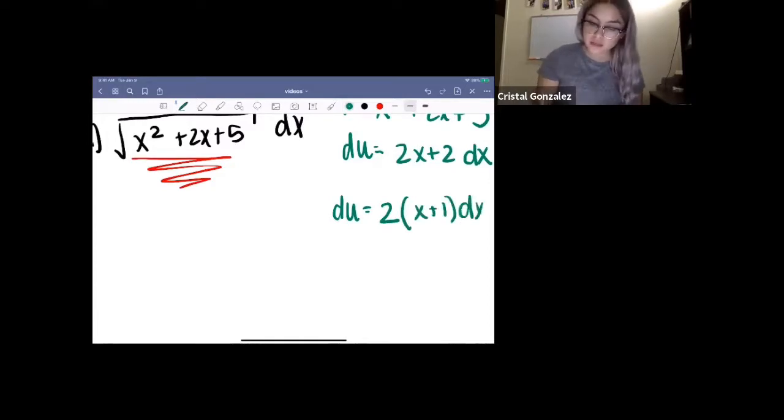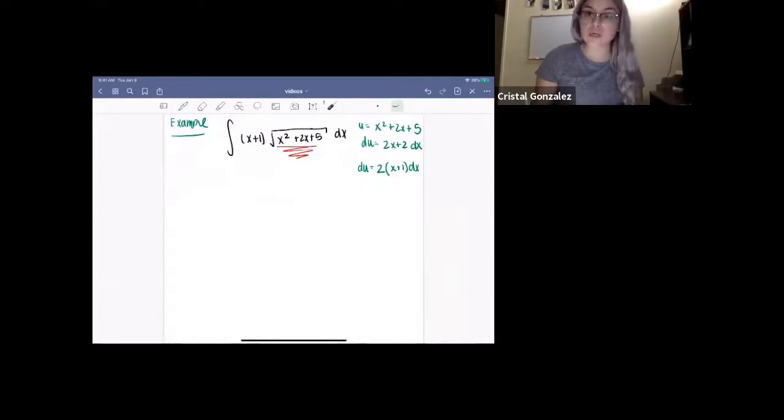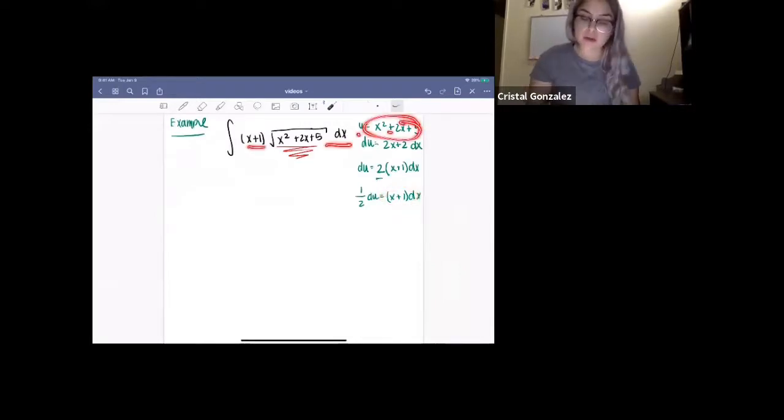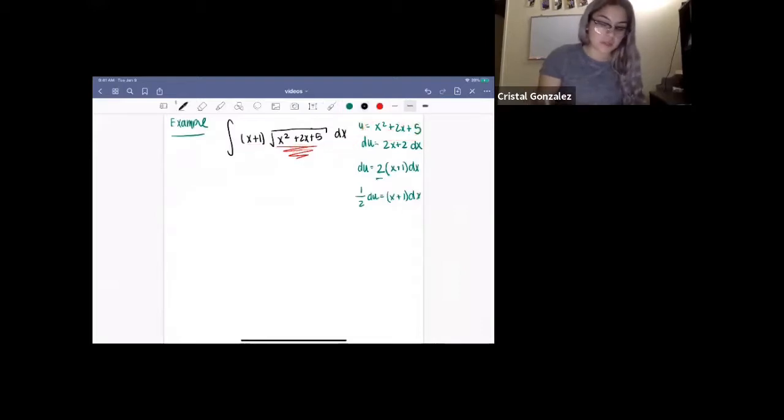And look, here we have an x plus 1, and here we have an x plus 1. Perfect, almost ready to go. Now we've got to get rid of this 2 here because we don't have any 2 in our integral originally. So we're going to have 1 over 2 du is equal to x plus 1 dx. Excellent. And now see, we have x plus 1 dx, x plus 1 dx, and our u is going to get replaced right here. So perfect. Everything we need to go.